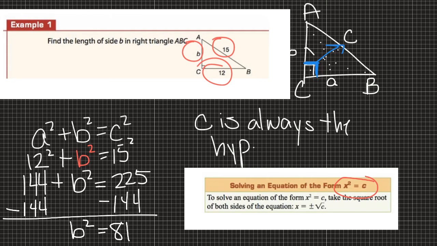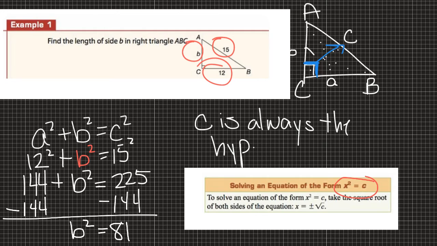Now, this little formula that I brought over says that to solve an equation in the form of x squared equals c, you take the square root of both sides. I want to kind of shove two lessons into one here. So hear what I'm saying when I say this: squaring and square rooting are opposites.